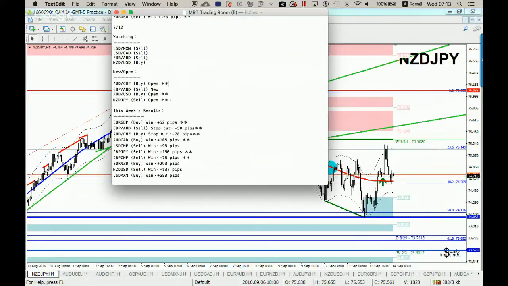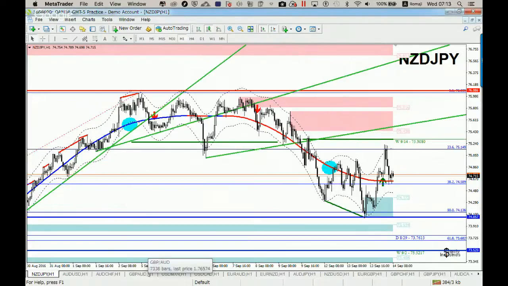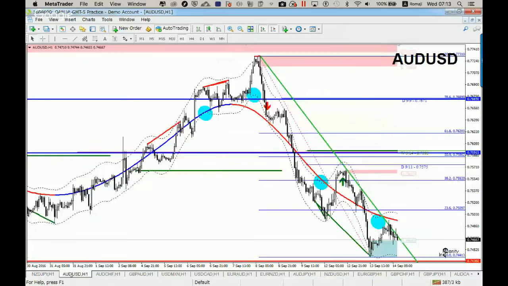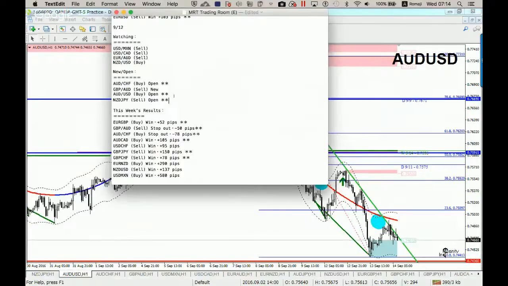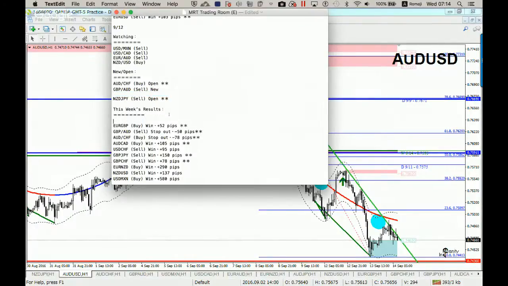Let's see, New Zealand, we talked about that. Aussie dollar, that stopped out. Let's take a look at that real quick. This hit a stop and we lost 76 pips. I did post this in the signals blog as well, so you can see the details there in the chart and everything of what it looked like when it closed.